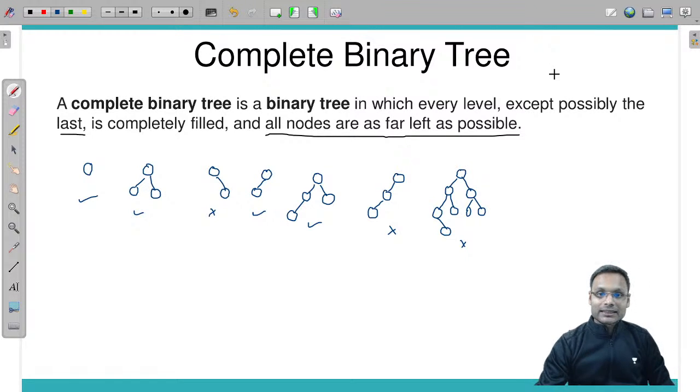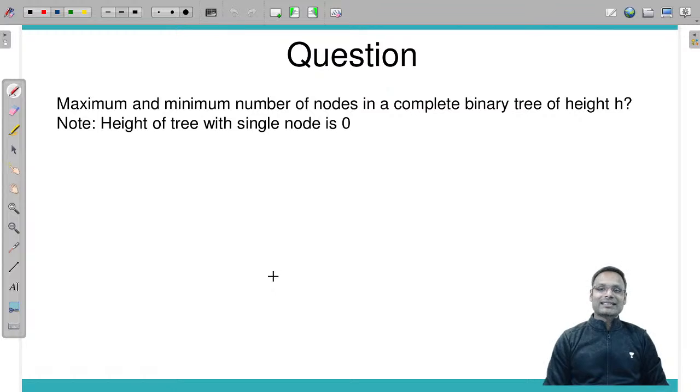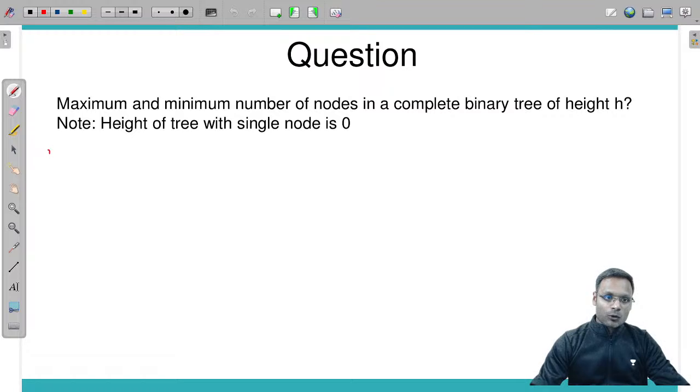If you got this, then let's go further and try to understand a particular question: the maximum and minimum number of nodes in a complete binary tree of height h. For the maximum number of nodes in a complete binary tree, we have already seen such a question. In any binary tree, if we want the maximum number of nodes, we will have all the levels completely full.